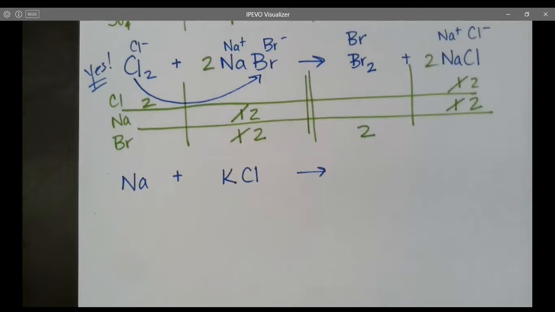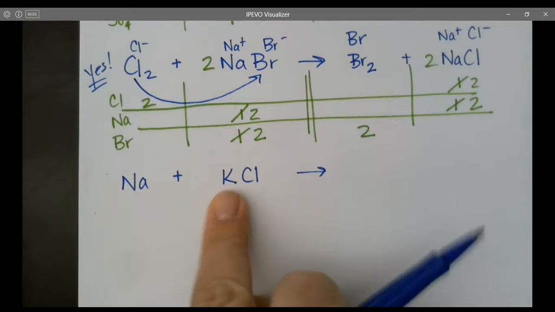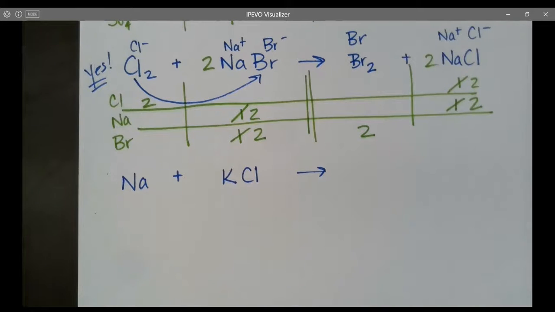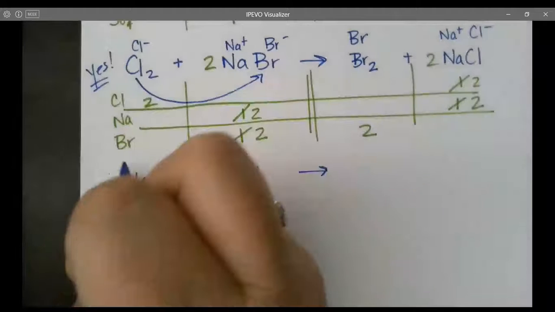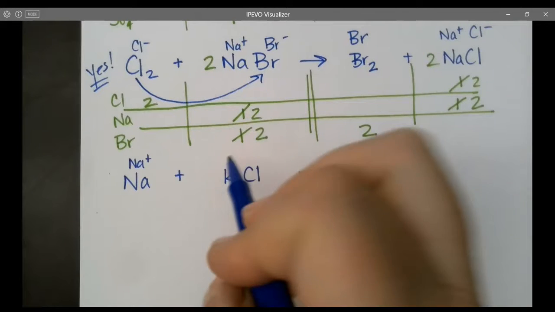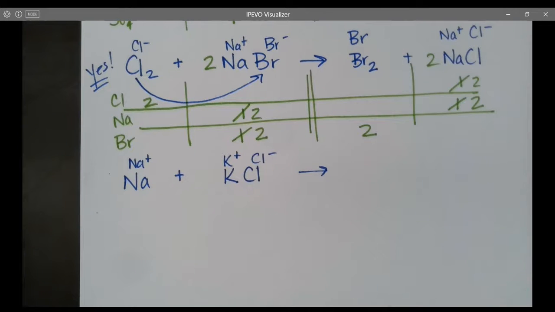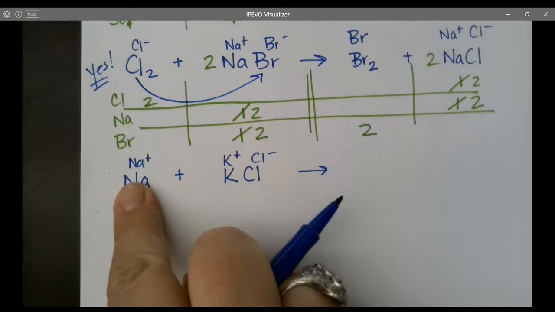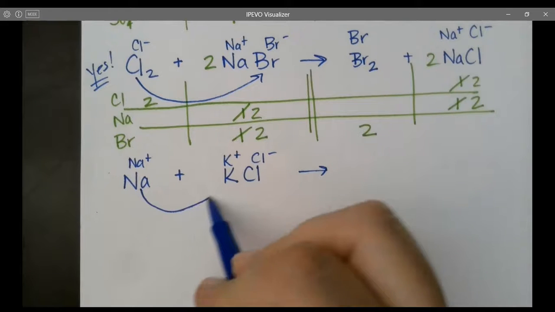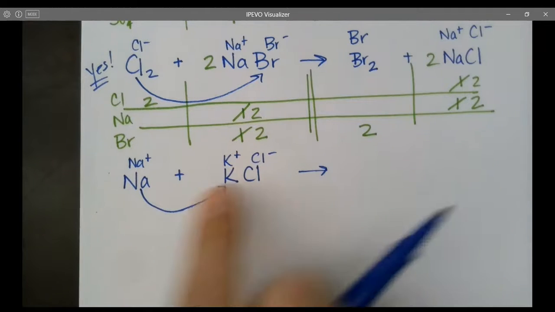Okay, and last little practice, Na and KCl. So again, I'm going to get out my periodic table of ions, and I'm going to say, okay, what are my charges? Na is a +1, K is a +1, and Cl is a -1. So now I can see who sodium wants to kick out. It wants to take out the like charge, which is the positive.